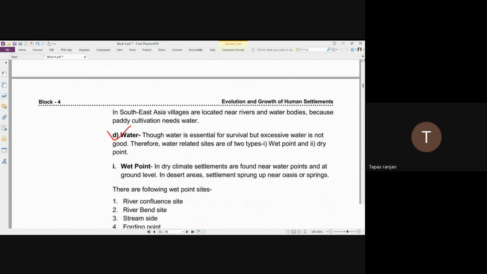Water, the availability of water, is very important for human survival. So therefore water becomes very important in terms of defining the site. If that site does not have water availability, then it becomes very difficult for the settlers there to live a life.